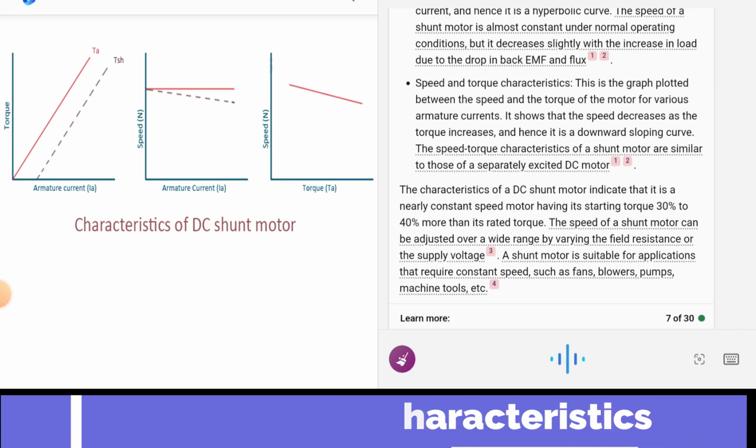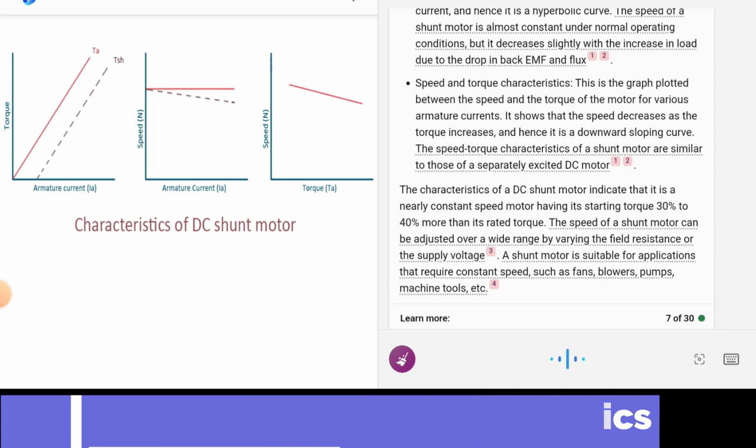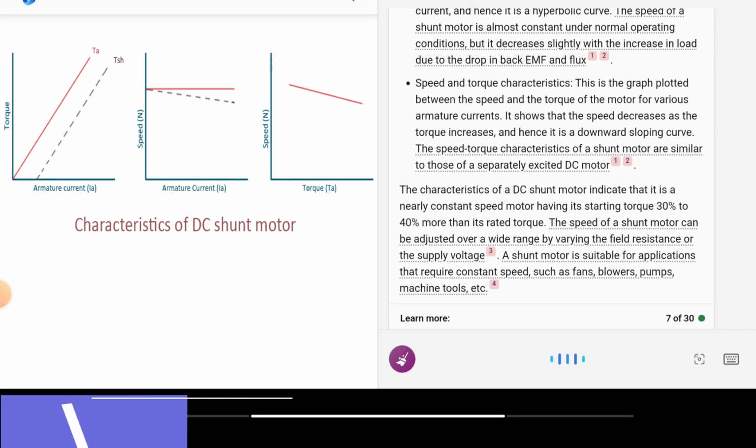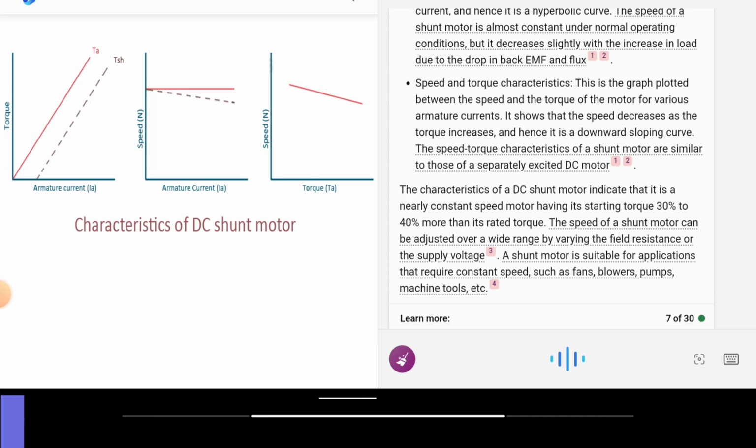The characteristics of a DC shunt motor indicate that it is a nearly constant speed motor having its starting torque 30% to 40% more than its rated torque. The speed of a shunt motor can be adjusted over a wide range by varying the field resistance or the supply voltage. A shunt motor is suitable for applications that require constant speed, such as fans, blowers, pumps, machine tools, etc.